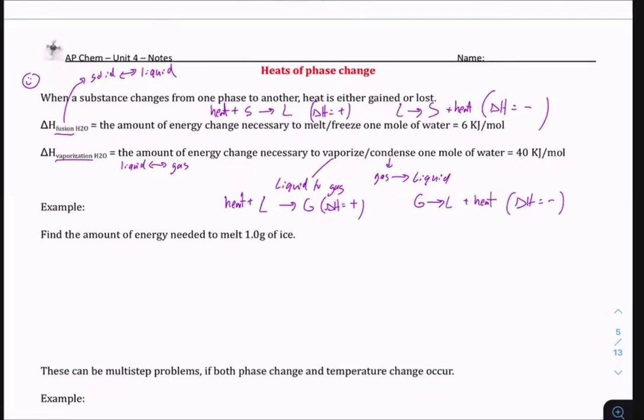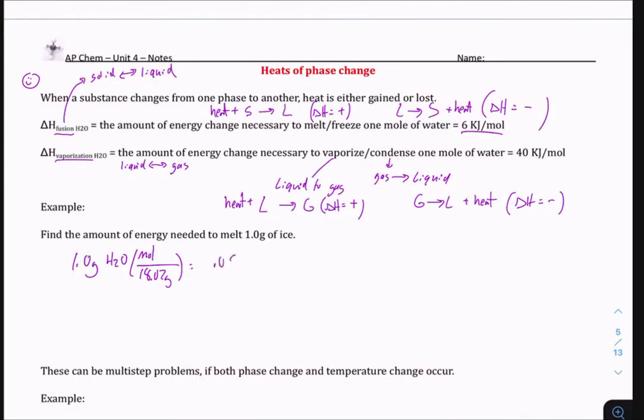All right, so the heat of fusion and the heat of vaporization is going to be different for all substances, of course, right? So in the case of water, the value for heat of fusion is 6 kilojoules per mole. So let's start with this simple example. Find the amount of energy needed to melt 1 gram of ice. If I have 1 gram of ice, well, I really have 1 gram of water, right? And so because the heat of fusion is in terms of per mole, I need to convert to moles. So 1 mole of water is 18.02 grams, so 1 divided by the molar mass.